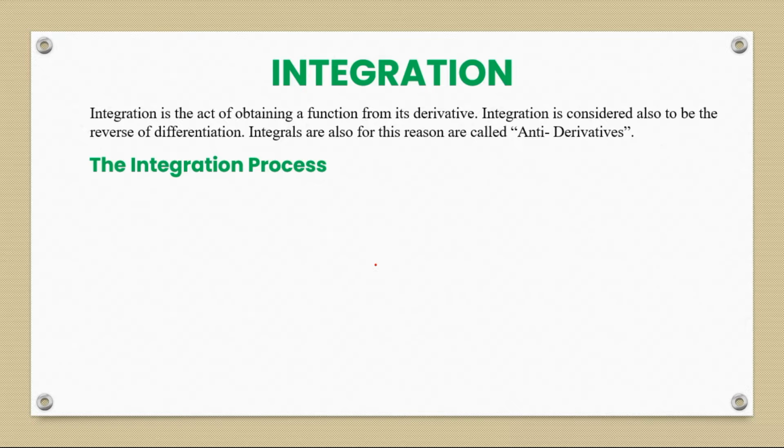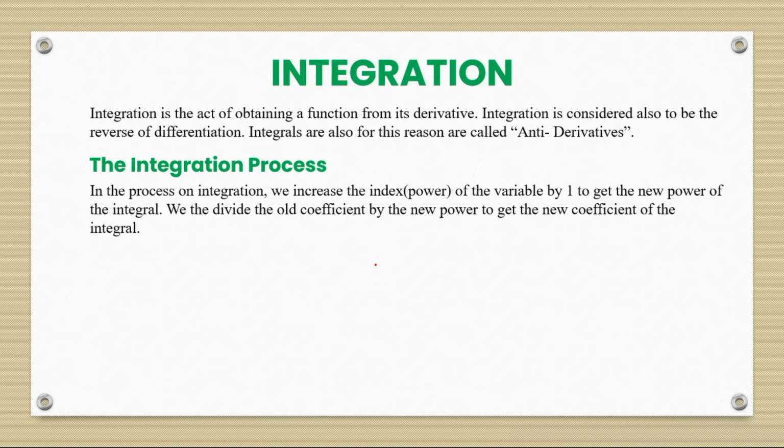So this is how the integration process works. Unlike what we did in differentiation, in the process of integration, we increase the index power of the variable by 1. Remember, in differentiation, we are reducing the index power, we're subtracting a 1, but now we're going to add a 1 in integration to get the new power of the integral. We then divide the old coefficient by the new power to get the new coefficient of the integral. So this is how basically we have it.